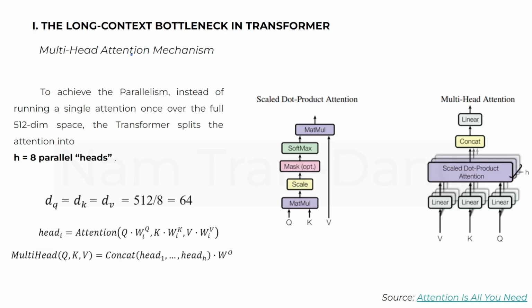The next one is the multi-head attention mechanism. Instead of the original, let's say we have a 512-dimensional space, and we process it in only one head. Now the transformer will split the attention into 8 heads. The 8 heads are calculated in parallel on the GPUs, and at the end they are concatenated together. That's why it can solve the parallelism problem.